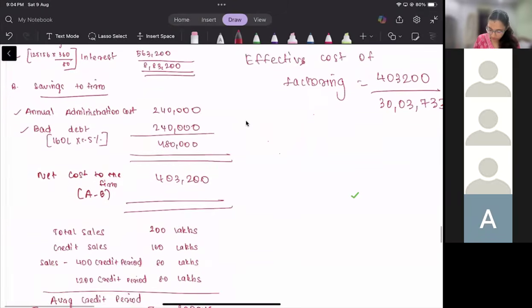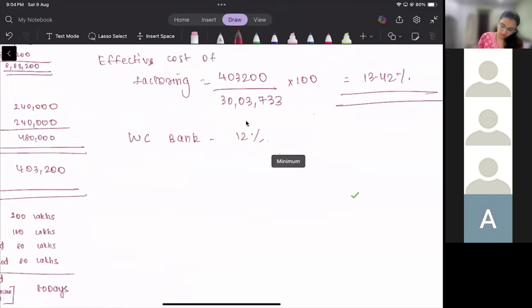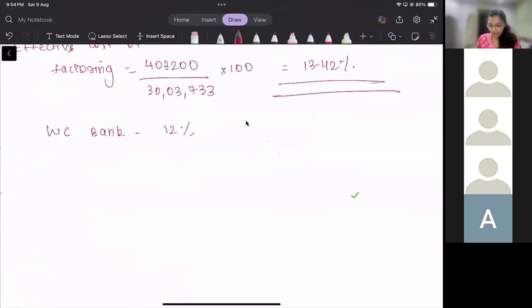And what is said in the next part? There is a working capital loan from the bank which is available at a 12% rate. Should they go for factoring? How will you decide? See, if I go for factoring, this is the percentage of cost that I'll have to bear. But presently, why are we giving it for factoring? Because we want the money now. We want the amount right now, right?